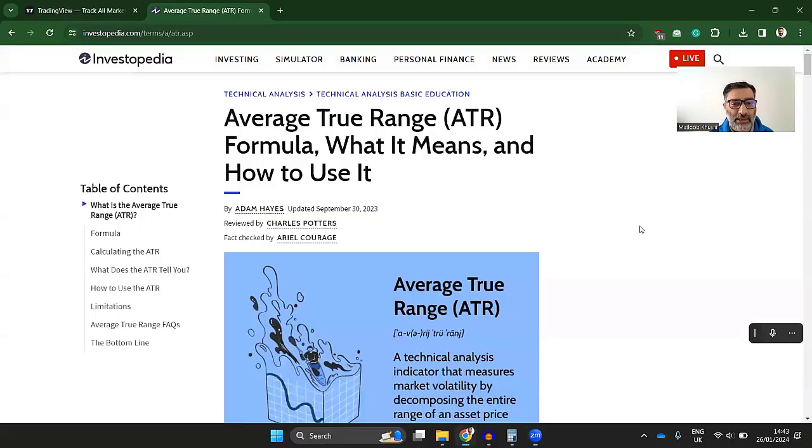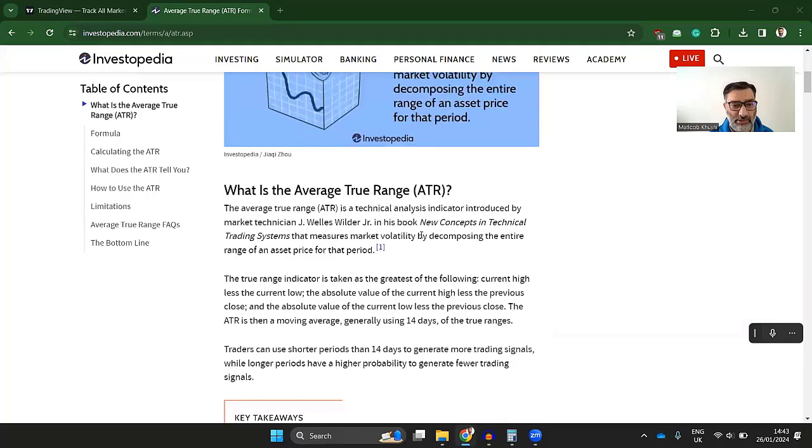Hello everyone, today I'm going to show you a profitable trading strategy using just one single indicator, and that's average true range, ATR. So let's have a look how does it work. ATR stands for average true range, and using the Investopedia, just have a look at this definition.